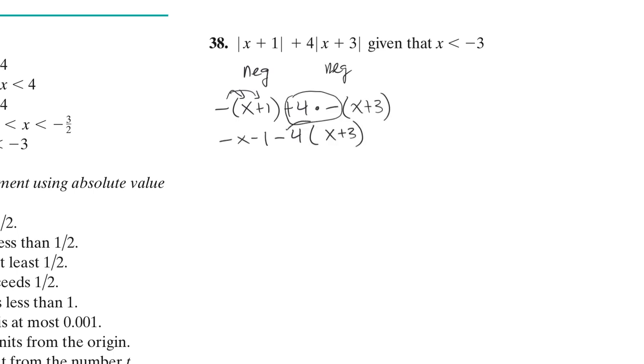And I would then distribute the negative 4 times x is negative 4x, and the negative 4 times 3 is negative 12, negative x minus 1. These put together is negative 5x, and these put together is negative 13. And so we have negative 5x minus 13. Nice. Okay. Let's see what else we got here.